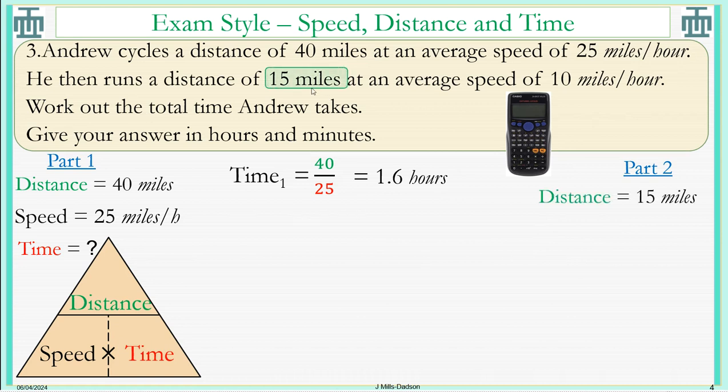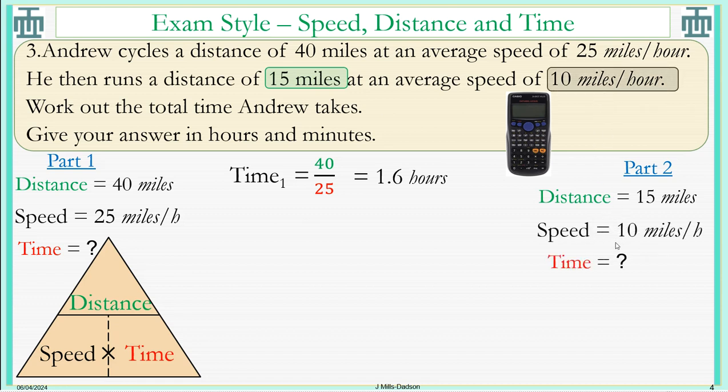So the second part, we have 15 miles, which is distance. We have 10 miles per hour, which is the speed. So what is missing, of course, is time. So we can also use these two pieces of information to work out time by dividing distance by speed. So 15 divided by 10 is 1.5 hours.